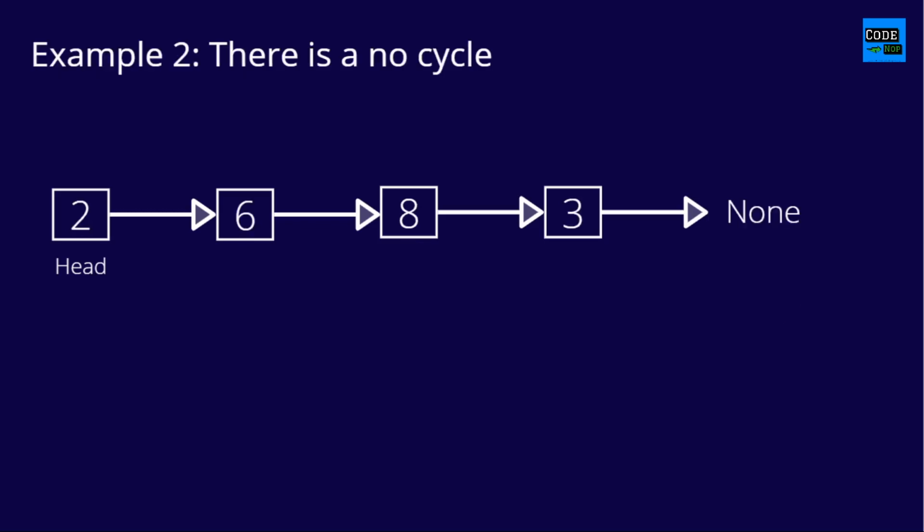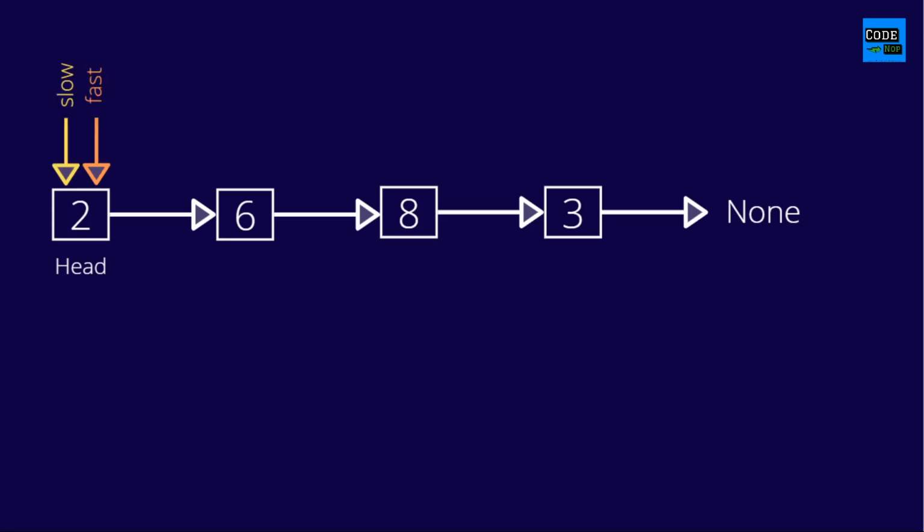If there is no cycle, there will be a tail, the tail of the list, which is 3 here. And when we reach None, then there is no cycle at all. So we start with two pointers, as we said already. Slow will go one step at a time, and fast will go two steps at a time.